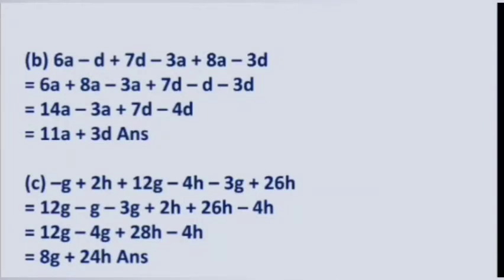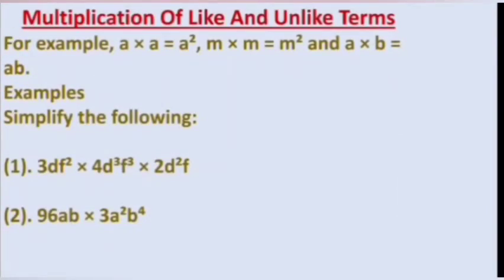Right? We're going to take another aspect, which is multiplication of like and unlike terms. Let us see multiplication of like and unlike terms. Now, before we take some examples, we could have a times a, which is equal to a squared. So a times a is a squared. You can actually multiply like and unlike terms, but you cannot add or subtract unlike terms.